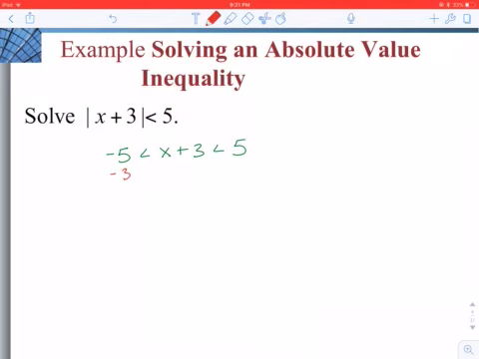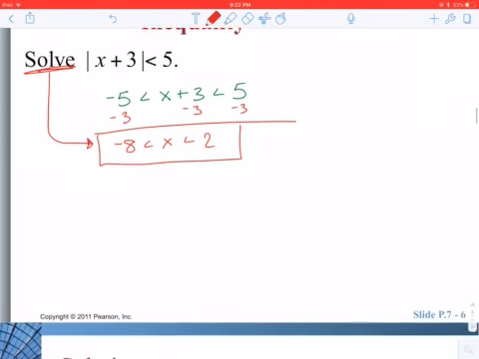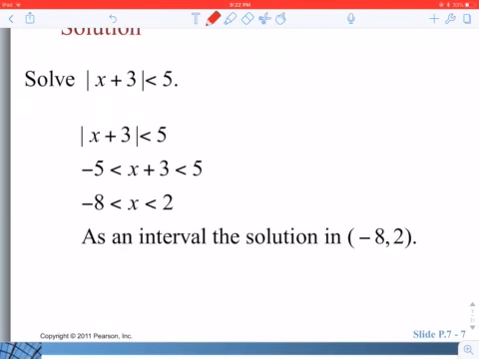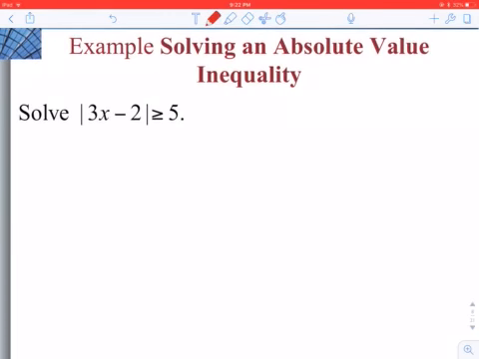Now I just use my algebra skills to solve it. Negative 8 is less than x is less than 2. This is how we would solve it. If we were only asked to solve it, that's what you would do. If you were asked to graph it, you'd put it on your number line, open circles, and shade between negative 8 and 2. Oh yeah, there it is, in interval notation, right? Are you remembering that?